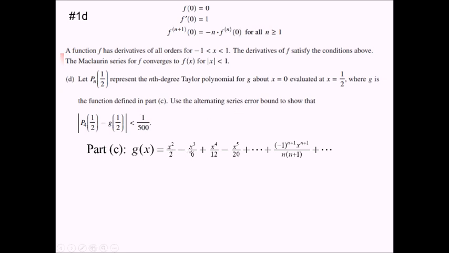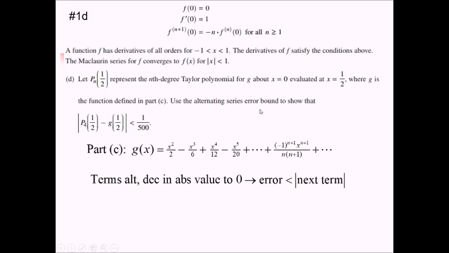Well, since these terms are alternating, and if you're plugging in 1/2 for x, a number between 0 and 1, these terms are definitely going to be decreasing in absolute value to 0. Since we have all of that going on, we know that the error is going to be less than the absolute value of the next term. This is the alternating series error bound that they were just telling us to use. So once we've shown that, all we have to do is find the absolute value of the next term and show that that's less than 1 over 500.